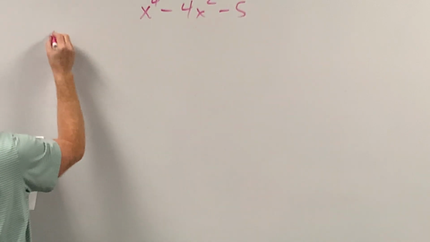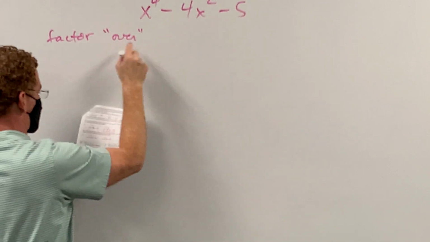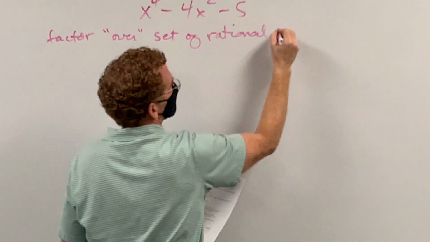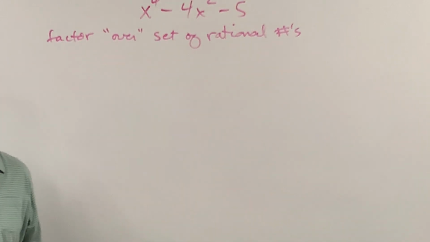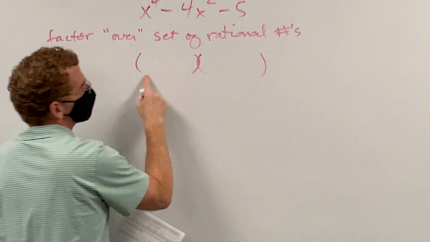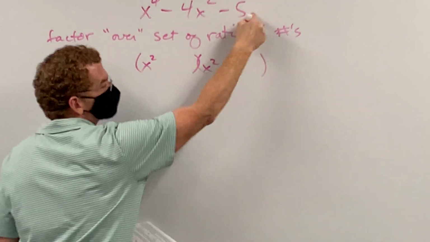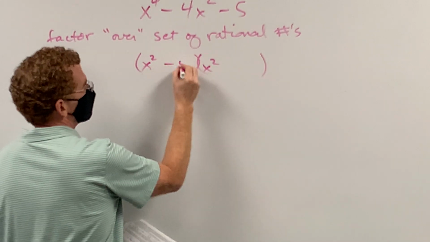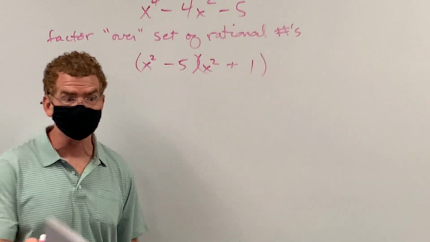And I said, all right, I want you to factor over, which means using the set of rational numbers. Now, can you factor that using just rational numbers? I would think so. Help me out. What would go here and here? x squared and x squared. What would go here and here that would multiply to give me a negative 5, but when I foil it out, would give me a negative 4 in the middle? Negative 5, positive 1.